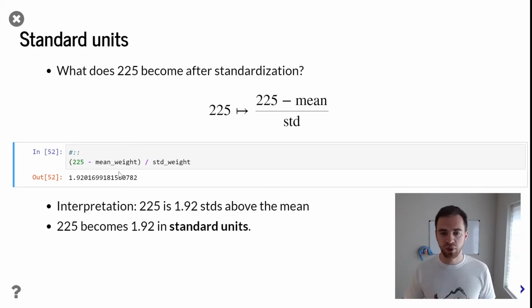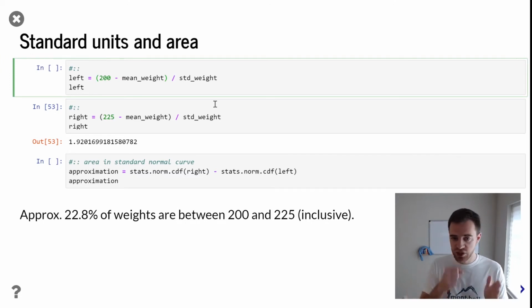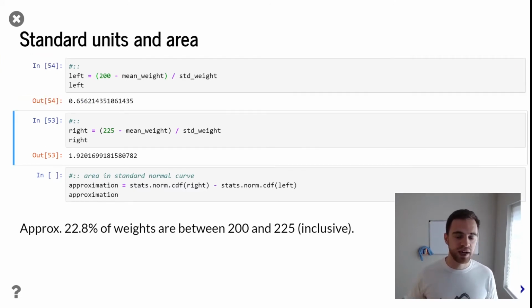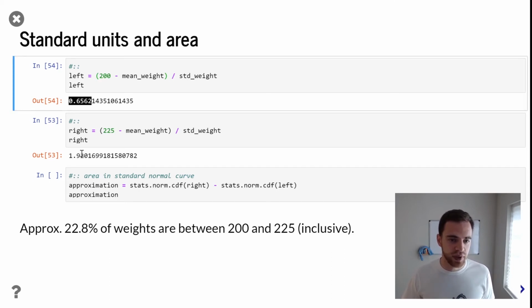1.92 is my right endpoint. My left endpoint I get by taking 200 minus the mean divided by the standard deviation, and I get 0.65. So this number I interpret as saying 200 is 0.65 standard deviations above the mean. Now I want the area of the normal curve between 0.65 and 1.92.